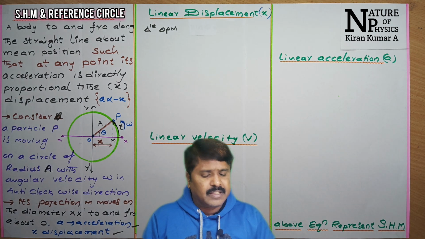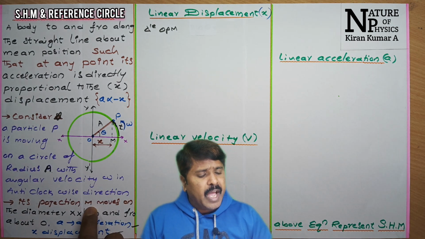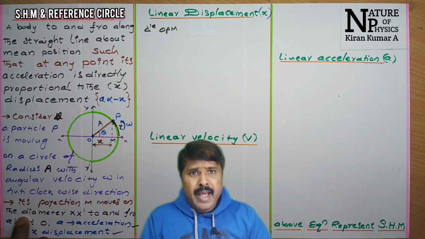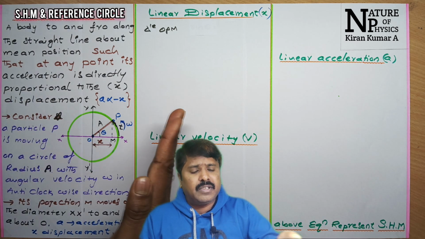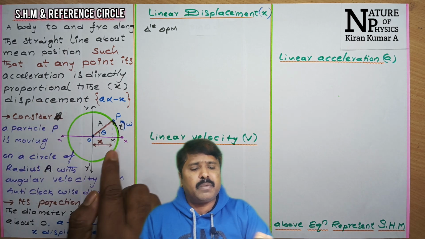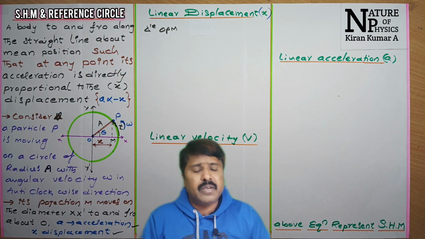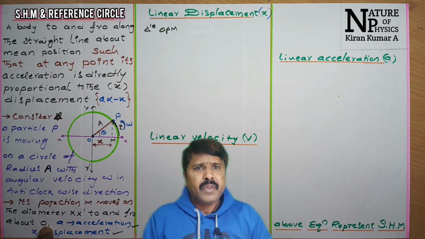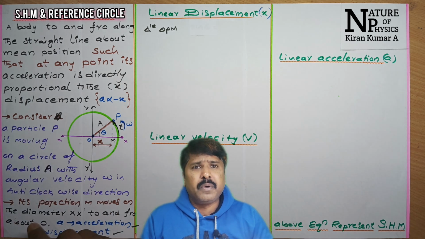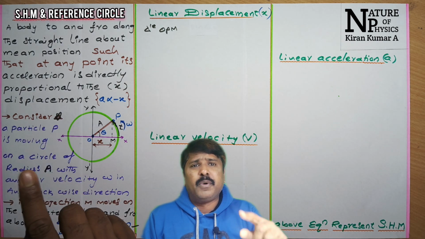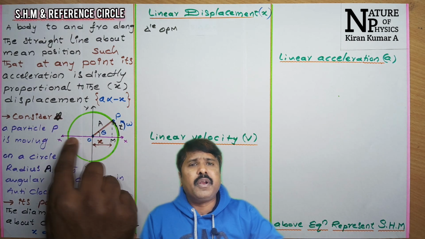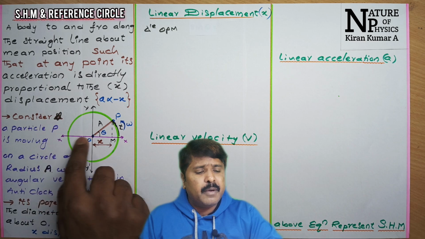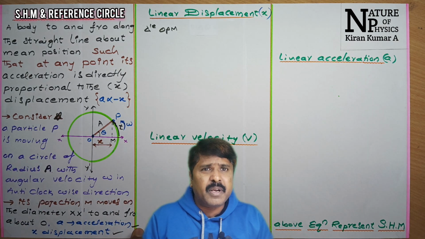direction. Already we discussed this. Its projection M moves on the diameter x dash to and fro along the x-axis. From the mean position, the particle is doing simple harmonic motion about the mean position. One thing you have to notice: in the reference circle the body is moving on the circumference of the circle. It does simple harmonic motion on any diameter, but here I am considering the x dash diameter.